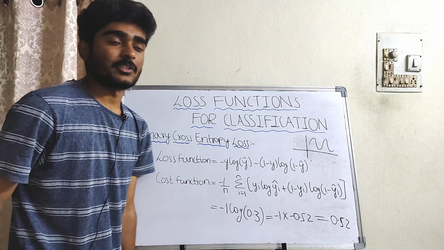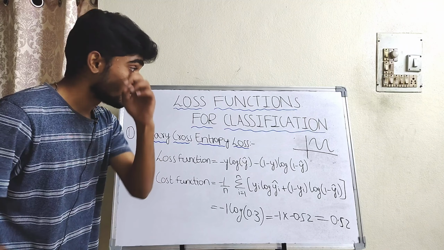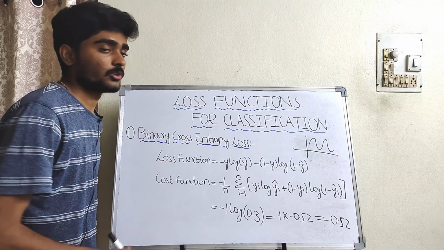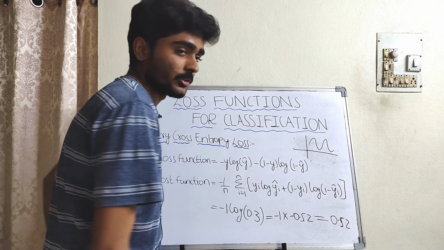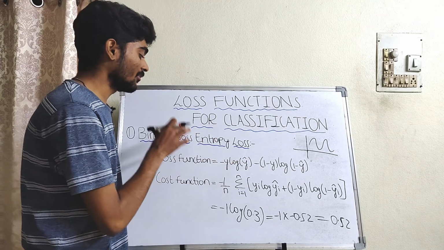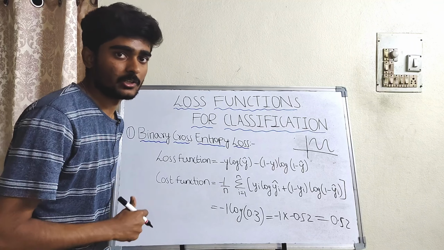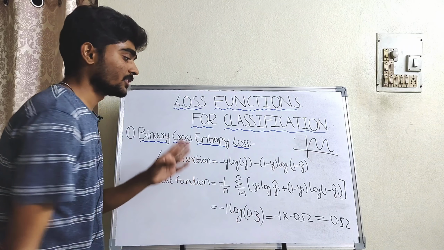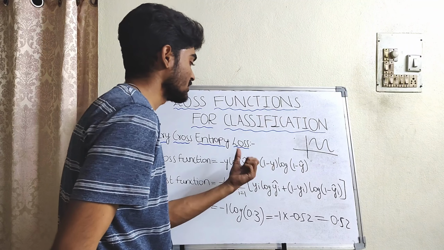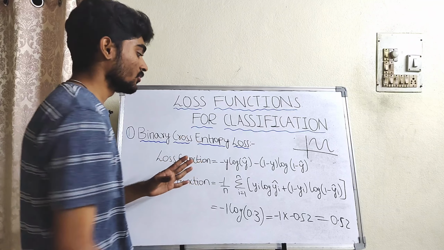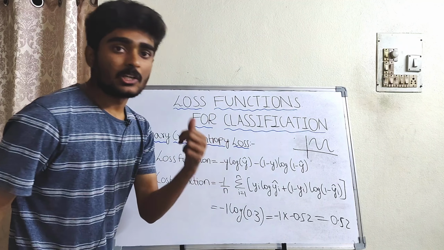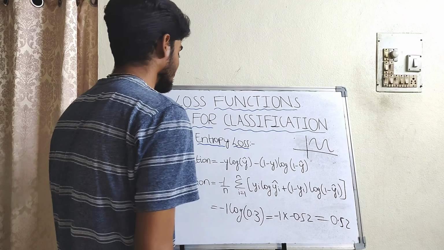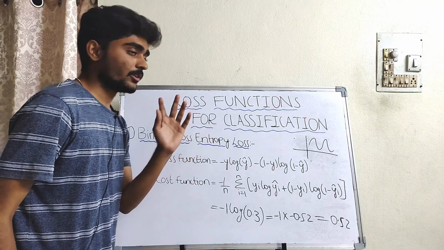Now let's see the disadvantages of binary cross entropy loss. The main disadvantage is that it is difficult to interpret. The interpretability of binary cross entropy loss is a little bit difficult. As you see, it is a very big loss function. The one who sees it the first time will be a little bit confused. This is the first disadvantage of binary cross entropy loss.